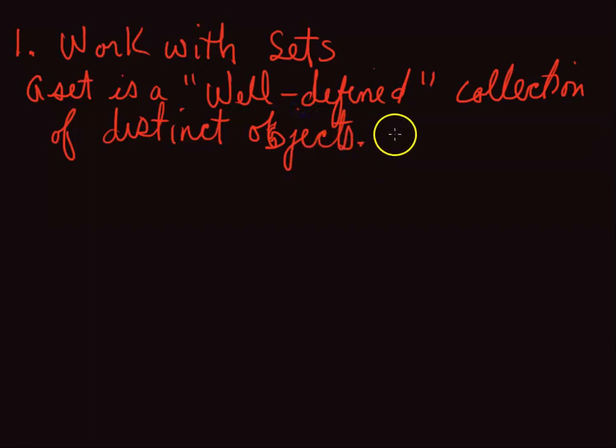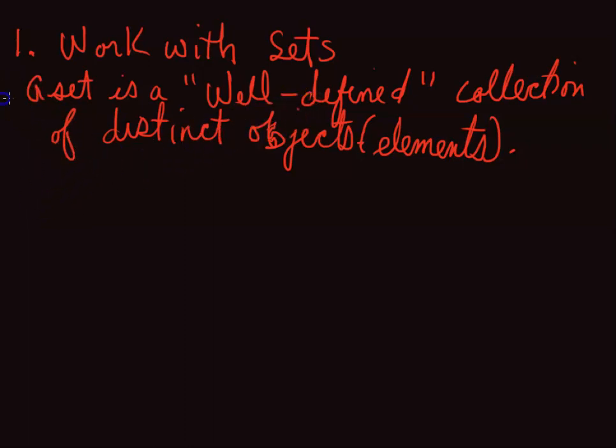Okay, what are the objects called? The objects are also called elements. And what does this well-defined mean? Well, if you're given an object or an element, then you will be able to easily determine whether it belongs to the set or not.